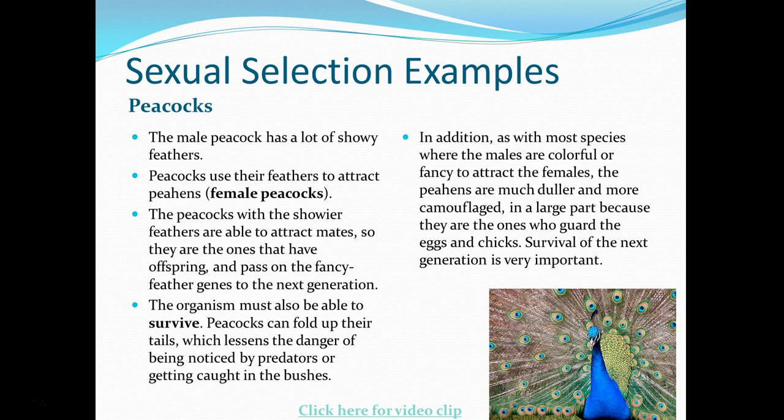But you can see that the tail itself doesn't really help the peacock survive in its environment. In fact, it's definitely a detriment to its survival. It's heavy. It makes it stand out more to predators. So this is an example of sexual selection.